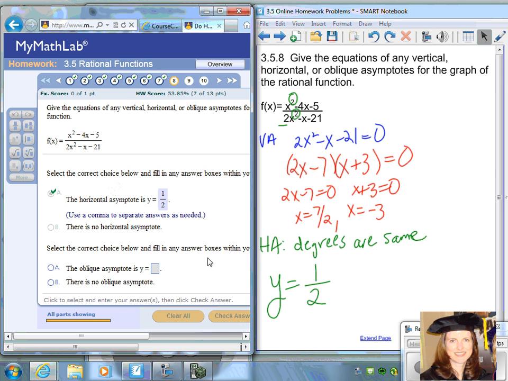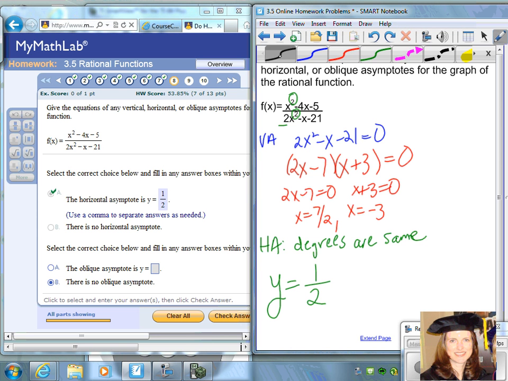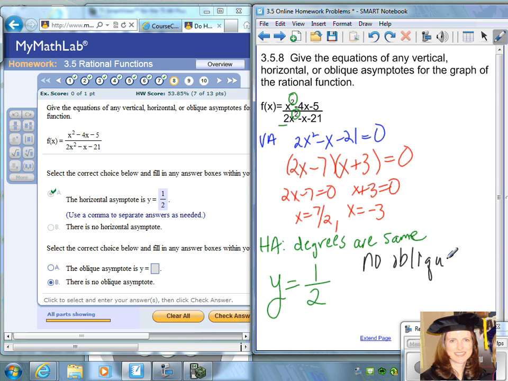So y equals 1/2 is the equation of your horizontal asymptote. Now, if there's a horizontal asymptote, that means there is going to be no oblique asymptote. Oblique asymptotes only happen when the degree of the numerator is exactly 1 more than the degree of the denominator.